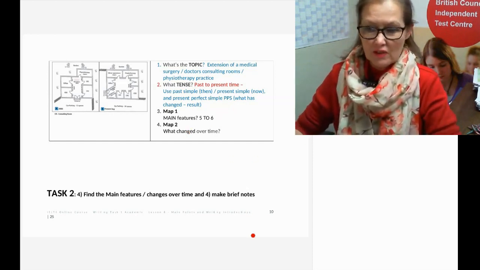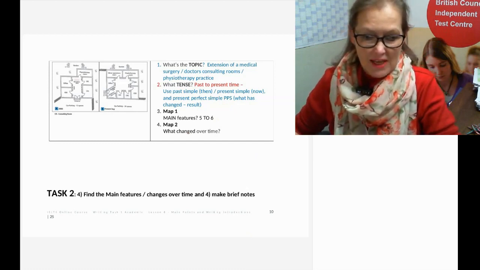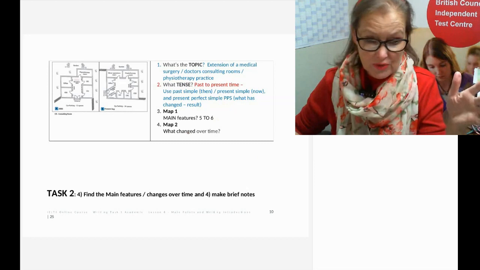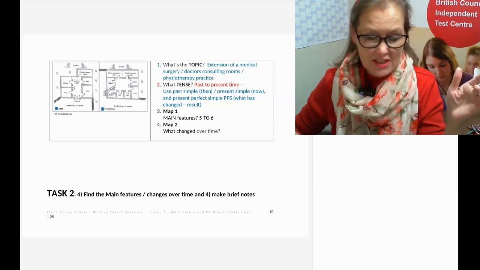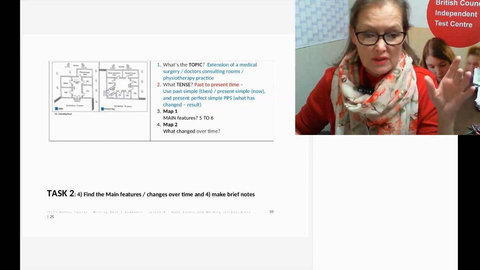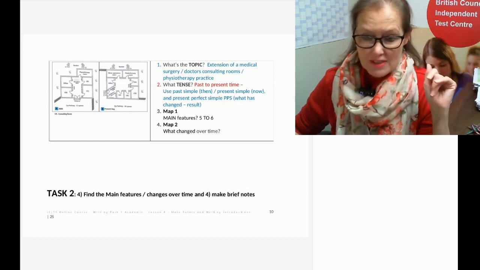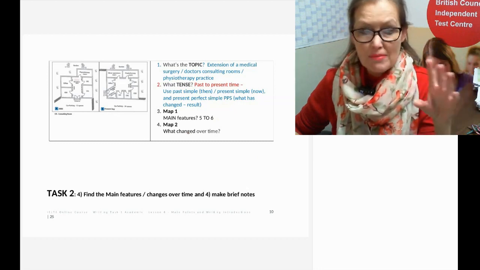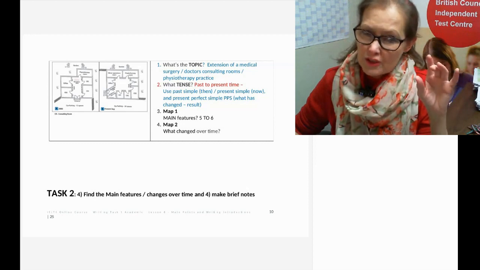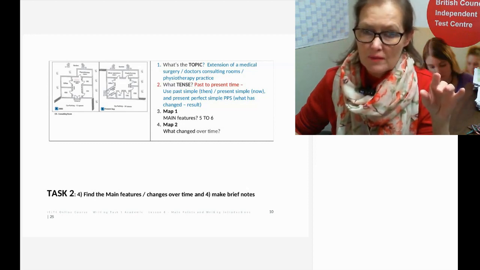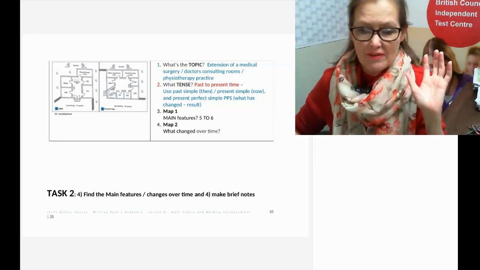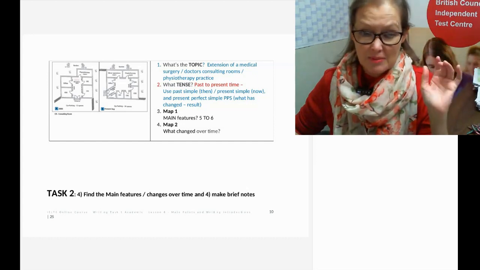Okay, so let's have a look at the next one. And we're going to find the main features and we're going to make brief notes. So this is your task number 2. I'm going to scroll to the next page and I want you to look for all the main features and decide what you think is important to write about. And as you're doing this, bear in mind, what would you use as your overview? What are the things that you notice first? The main things. And then you can write about and add some details, okay?